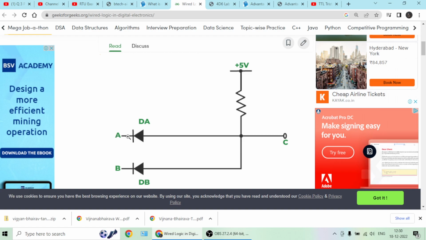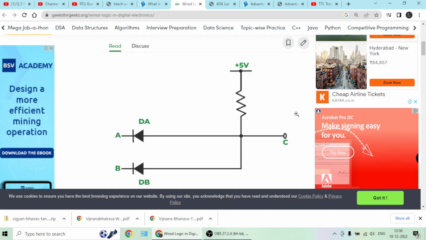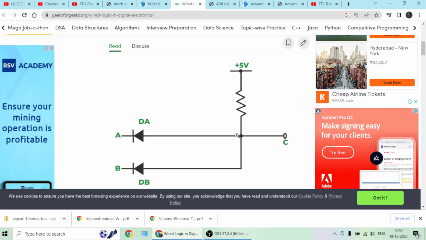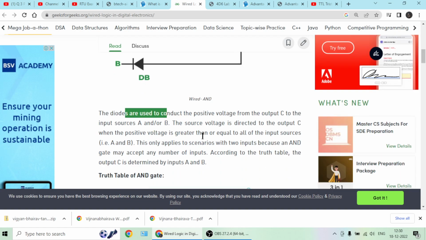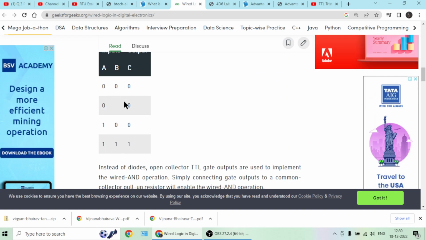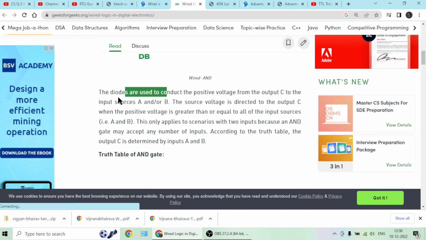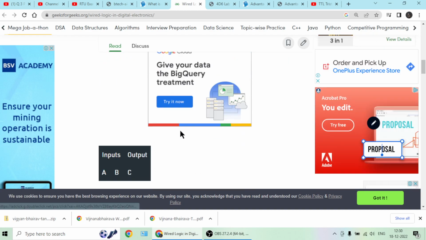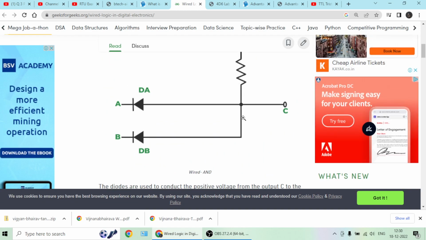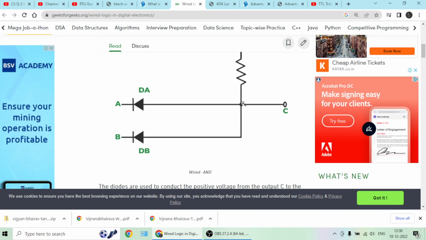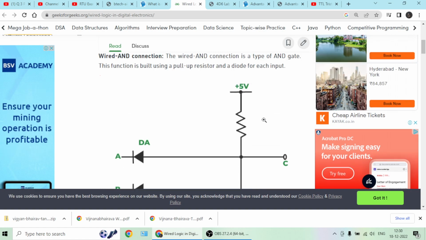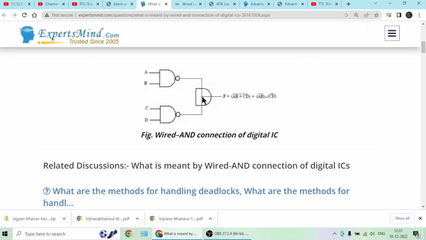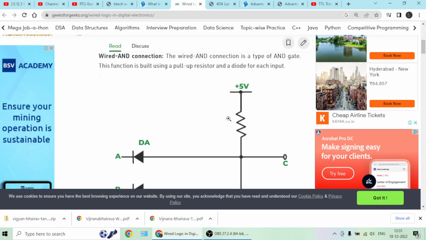Then both are 1. If both are high, then this diode will be off and all voltage will be at the output. Essentially then 1 1 will give you a 1 at the C output. If you arrange them in a table, you will find that this is AND logic. So this wired connection, tying them together and pulling an output from it, acts like an AND gate. This is acting like an AND gate, and that is what is represented here, and then drawn here that this is an AND gate operation.